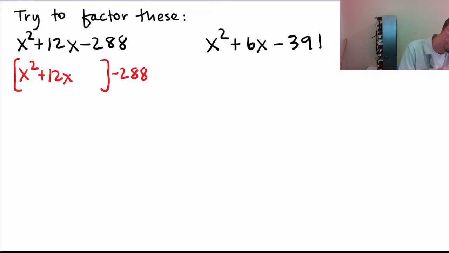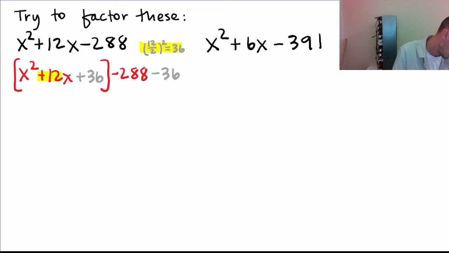I'm not going to change it. I need to, at worst, add 0. Okay, so I figure out what number I need to add over here by taking 12, dividing it in half, and then squaring it. That's going to be 36. So I'm adding 36 over here, but I really need to be adding 0 in order to not change this thing, so I'm going to subtract 36 over here.